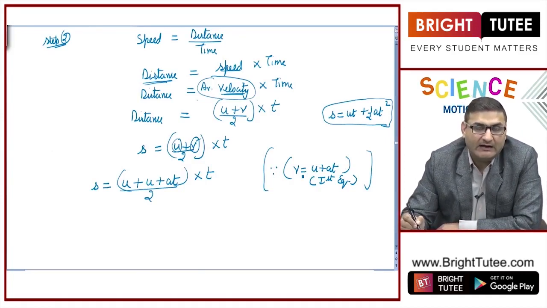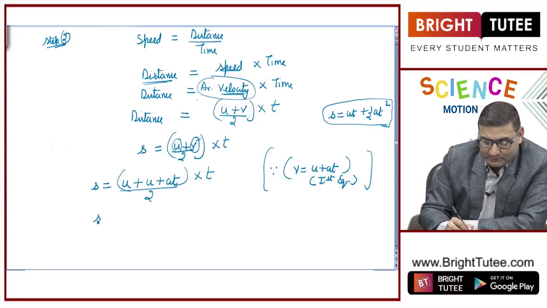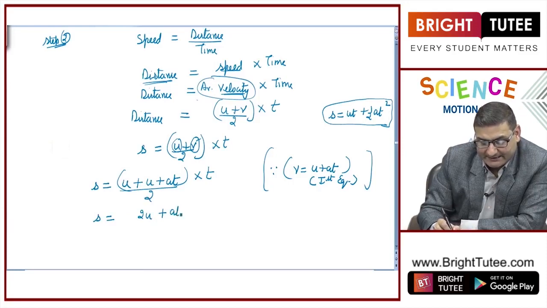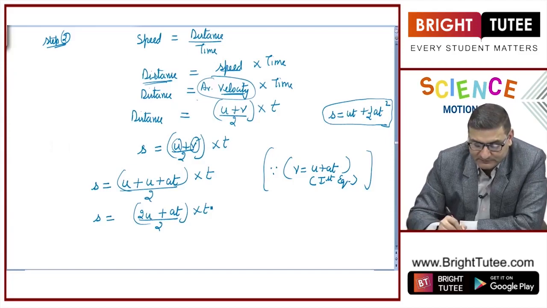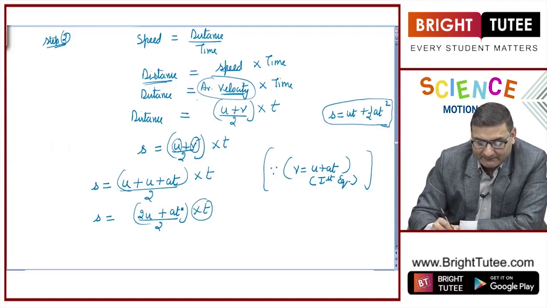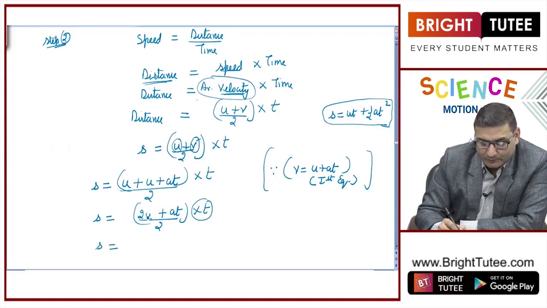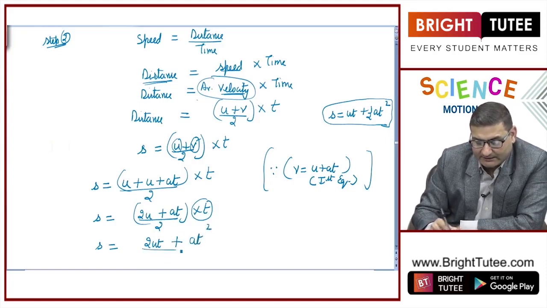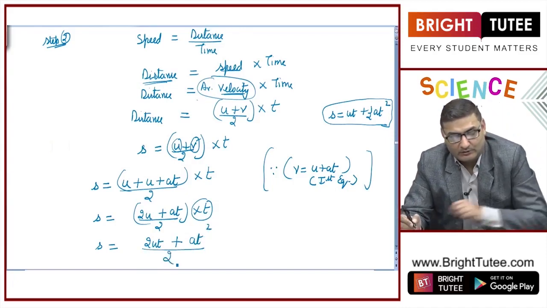Now students, all your hard work and effort, that is the end of it. It's just simple calculation that is required now. Let us see how. This equation becomes u plus u becomes 2u plus at, divided by 2, multiplied by t. Opening up the bracket, because this is a plus sign, this t is going to be multiplied with both the things. I will get 2u multiplied by t gives 2ut, plus at multiplied by t gives at square divided by 2. Got it?